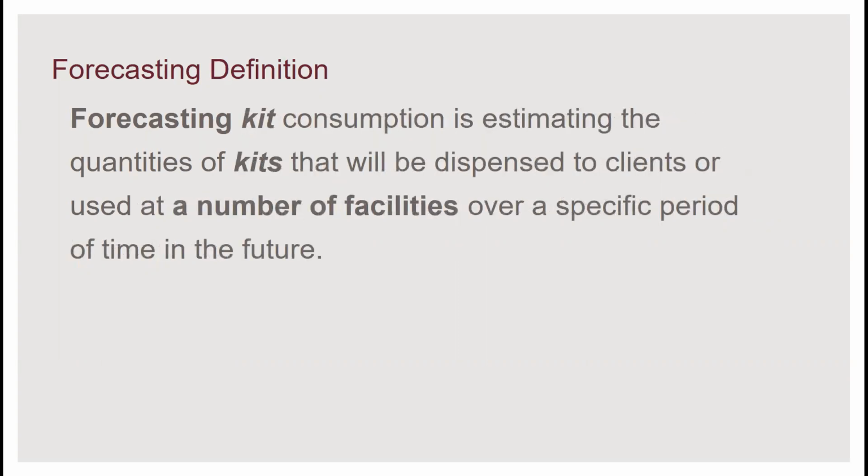So here we'll change out the word products to kits and the health program to a number of facilities, which can be for specific regions of the country or for the country as a whole, if that is the case. We can now keep in mind that the output of our forecast will be a number of kits that we expect to be consumed or used during the forecast period in the facilities found in the area or areas impacted.